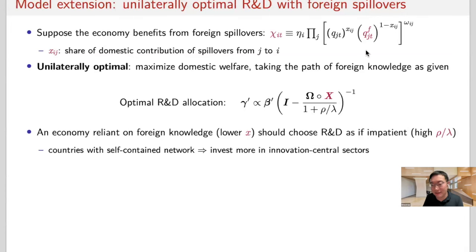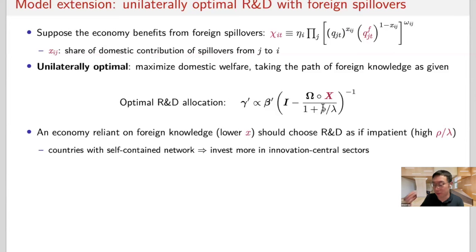It's just that the relevant elasticity for domestic spillovers is no longer omega ij, but only the domestic components of that. So it's the product between omega ij and xij. The implication is that an economy that's reliant on its own domestic knowledge, as I was showing in the data, like the US and Japan, should do R&D as if they're very patient. Whereas for an economy that benefits a lot from foreign spillovers, it's as if domestic knowledge doesn't matter as much.